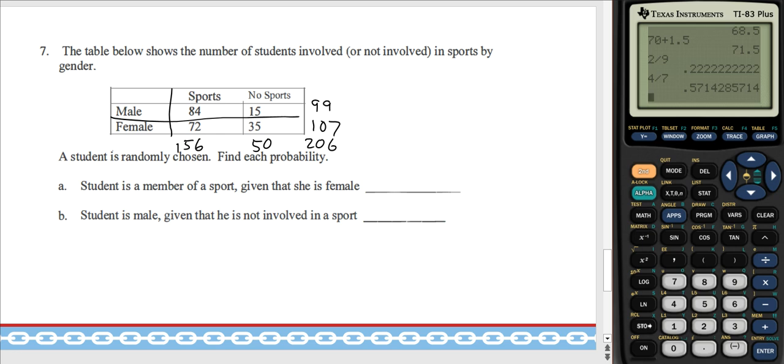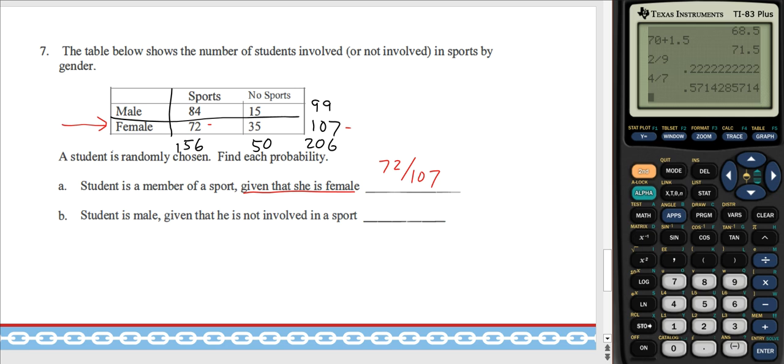So question A, the student is a member of a sport given she is female, right? So that given she is female says we are only considering the data in this row. So in a sport, it tells us there's 72 in a sport out of 107 total females surveyed.